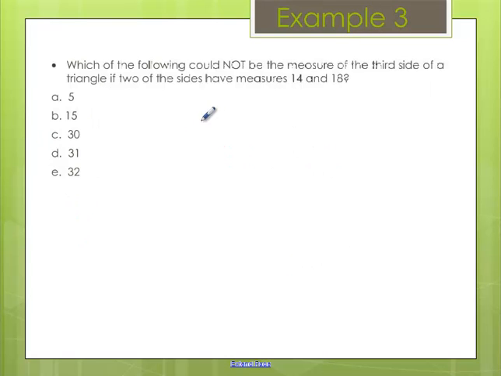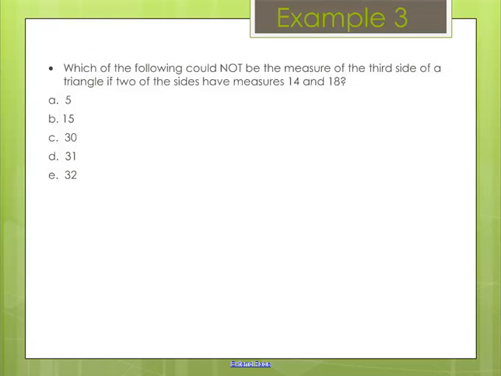Try this one. Same process, same strategy. See if you can get this one right on your own, and then I'll give you the answer in just a bit.